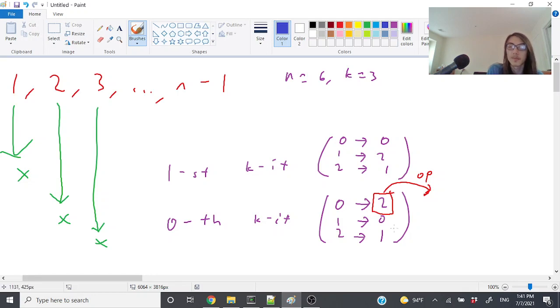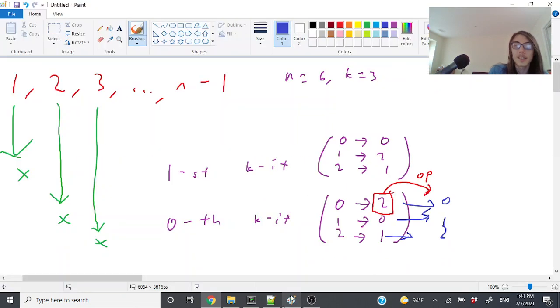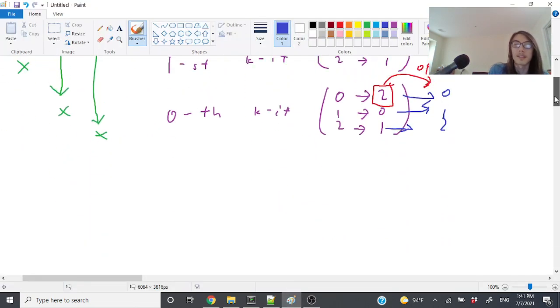So this will become, for example, after this, 0, 1, 2. And then we just maintain it as we go along. And then we construct the number. The way we construct the number is a bit different, because the inverse of bitwise XOR is no longer itself. So we want x bitwise XOR z is equal to y.